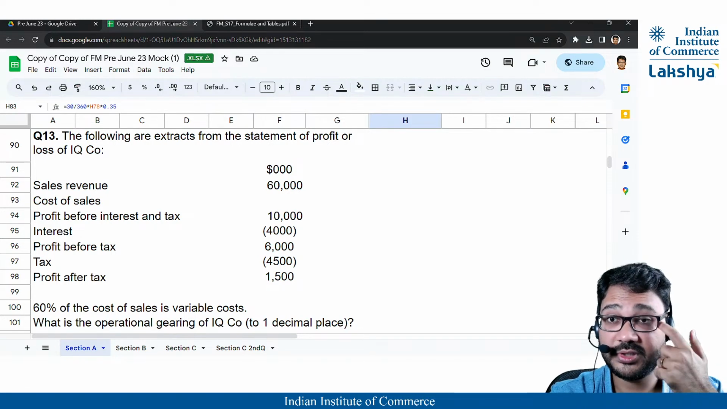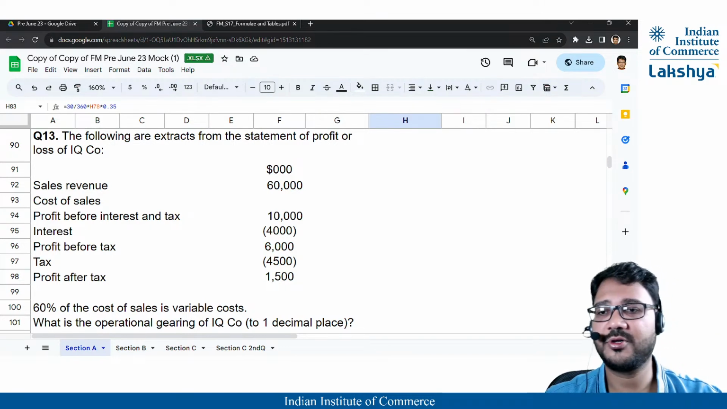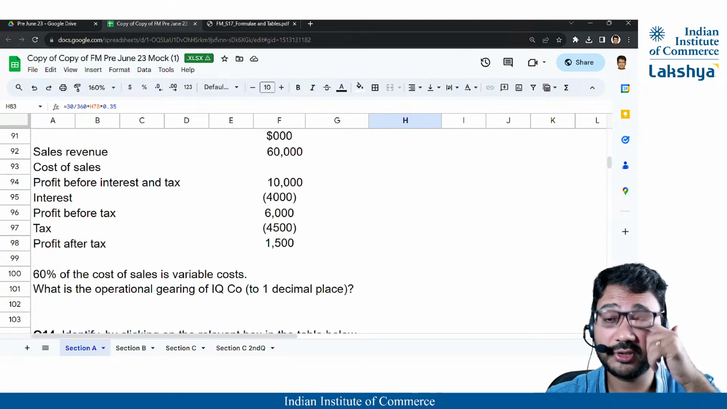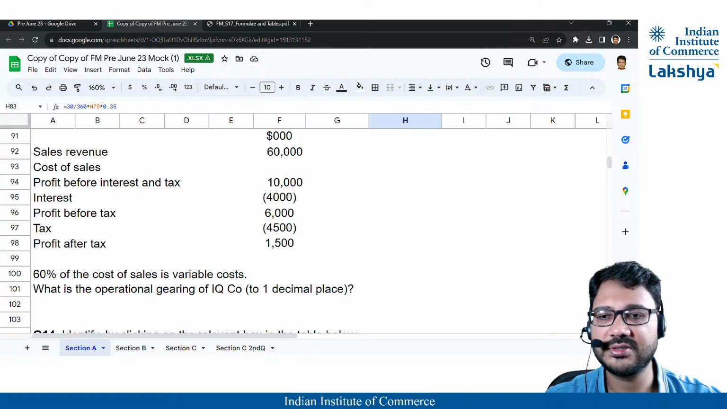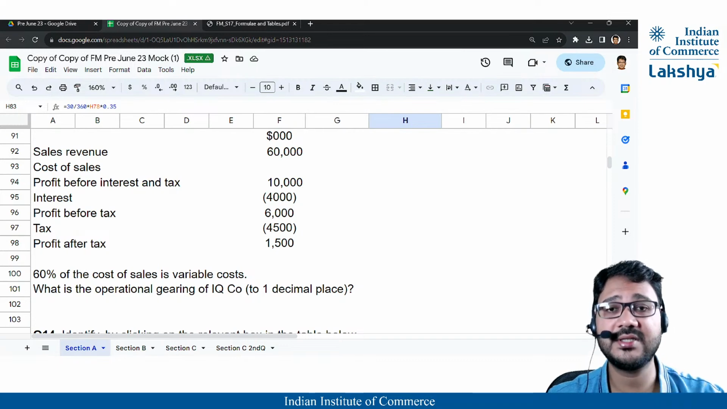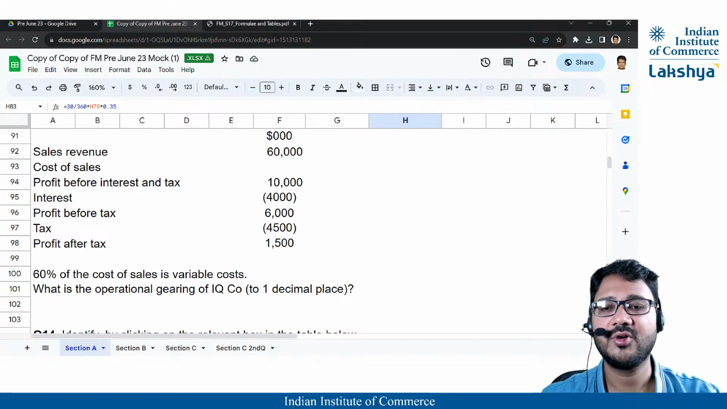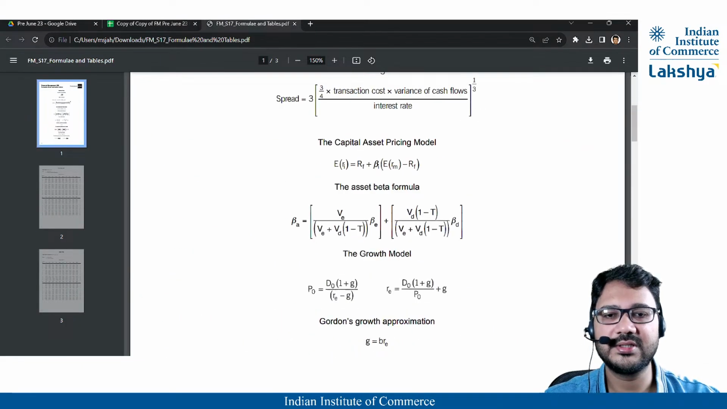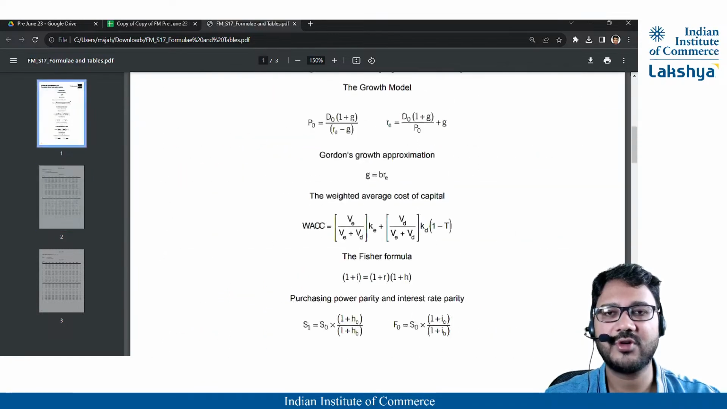The following are extracts from the statement of P&L for IQ company. Sales revenue, cost of sales, profit before interest and tax, interest, profit before tax, tax, profit after tax, everything is given. 60% of the cost of sales is variable. What is the operating gearing of IQ company to 1 decimal point? Operating gearing is basically talking about the fixed costs against the total cost. There are various formulas for operating gearing, and none of them is given over here, so we need to remember those formulas.